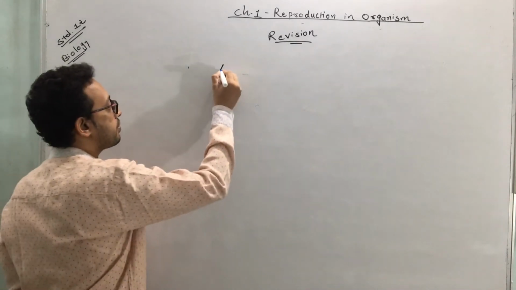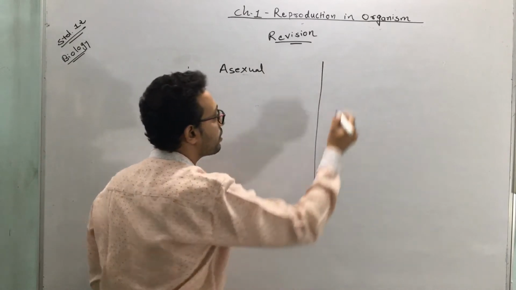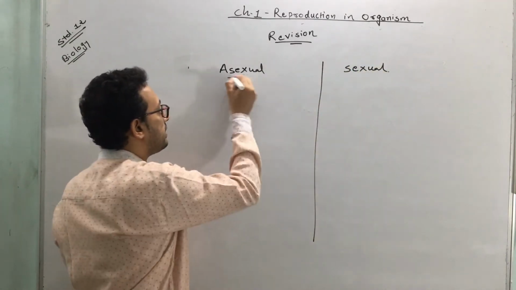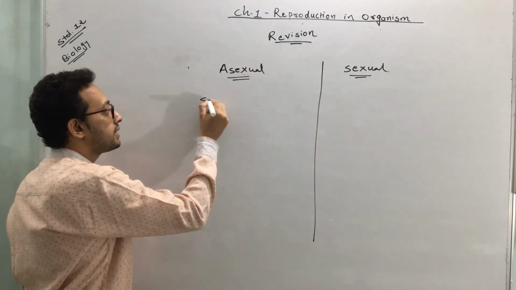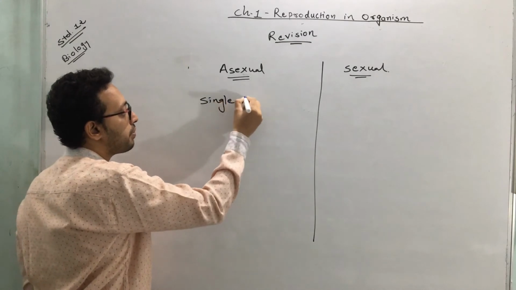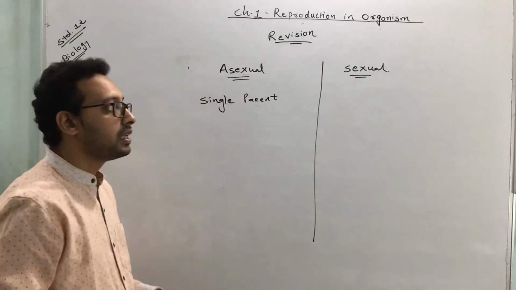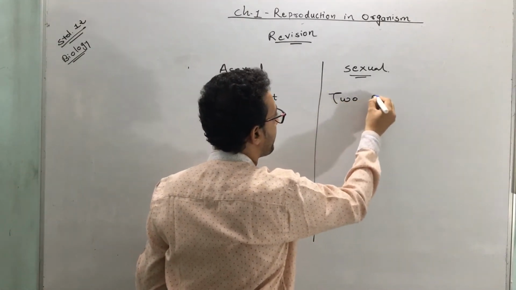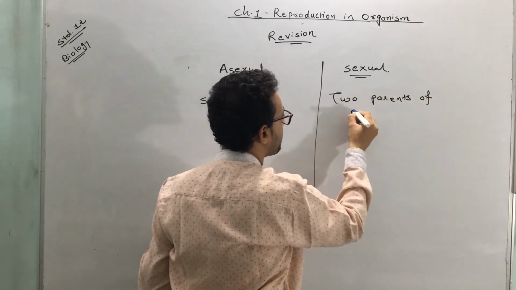So asexual reproduction and sexual reproduction. In asexual reproduction, there is involvement of a single parent. Only one parent is involved in asexual reproduction. Whereas sexual reproduction involves two parents, usually of opposite sex.